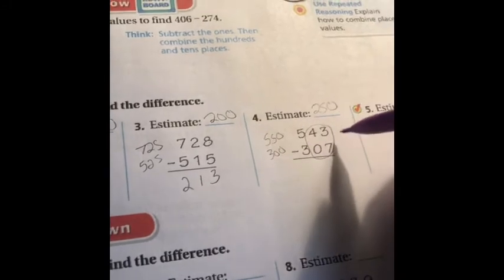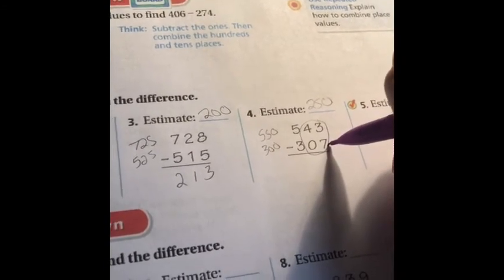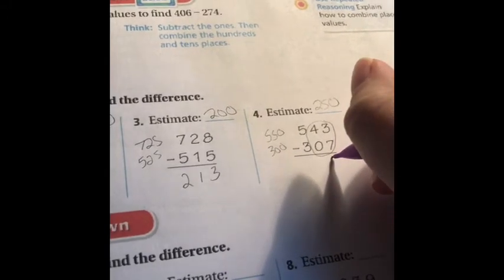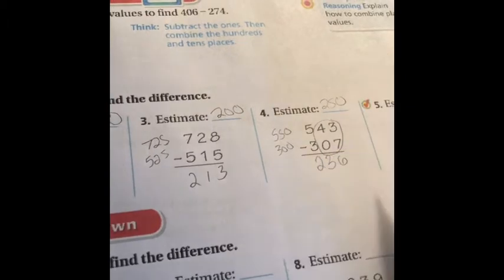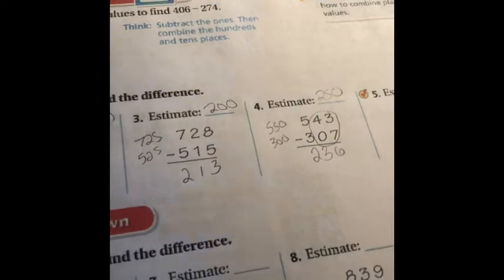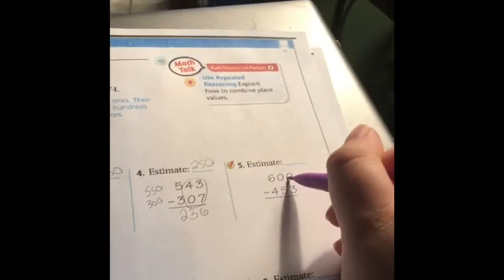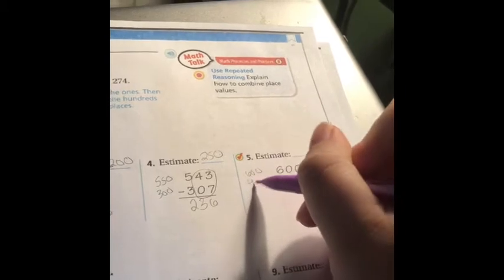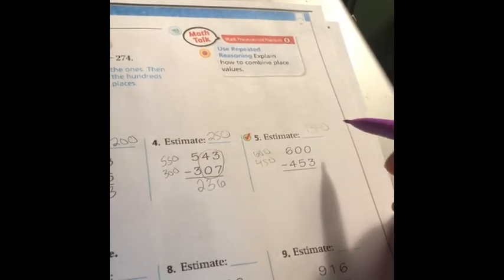Here, I'm going to combine. 43 minus 7 is 36. And then 5 minus 3 is 2. 236 is close to 250. Here we're going to estimate. Our 600 is already pretty close to 600. And then that's close to 450. So that leaves us an estimate of 150.